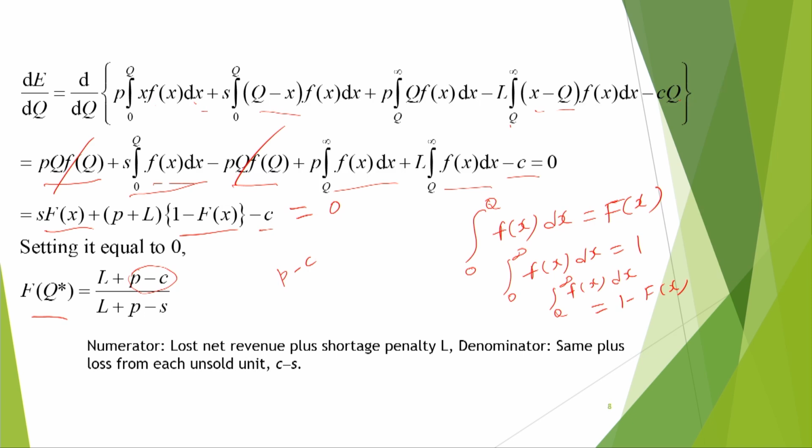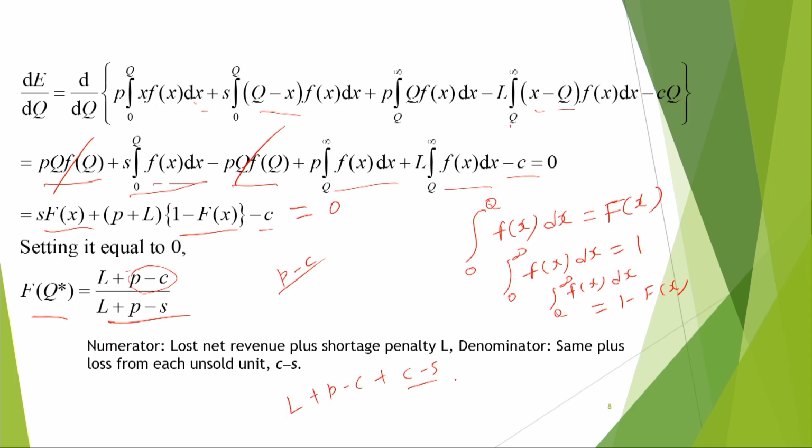So, this much revenue is lost because suppose my price was 10 rupees and I had purchased at 5 rupees. So, 5 rupees difference, this profit I would have made, but that profit is gone. So, therefore, this is p minus c, and plus this is penalty due to shortage, we have put L plus p minus c, and the denominator is basically the same thing. That means, whatever this upper term is there, but in that we have added c minus s. You can see that if you add L plus p minus c plus c minus s, then you get this thing. Because this c minus s is loss from each unsold unit.